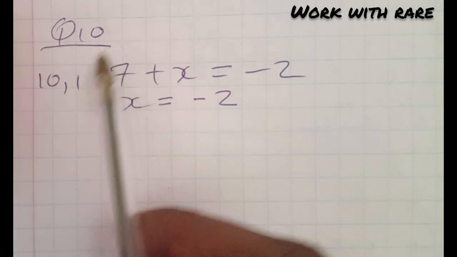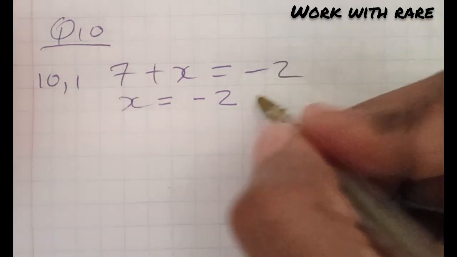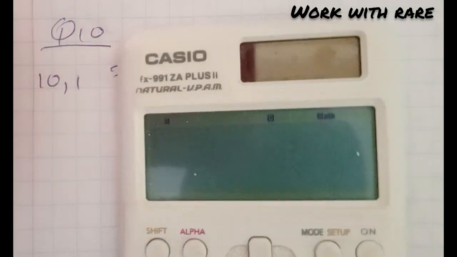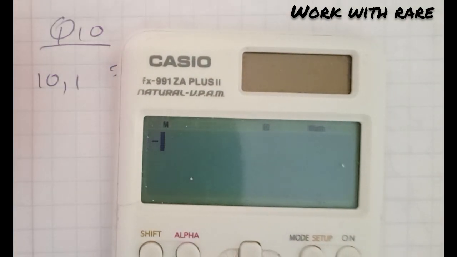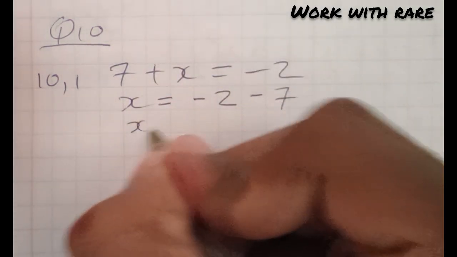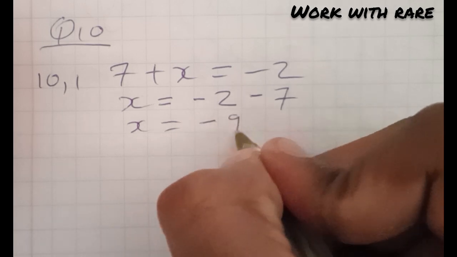Remember, 7 here was positive, now it will be negative, so it will be -2 minus 7. Now you should press it in your calculator and it will give you -9. So our x value is -9.